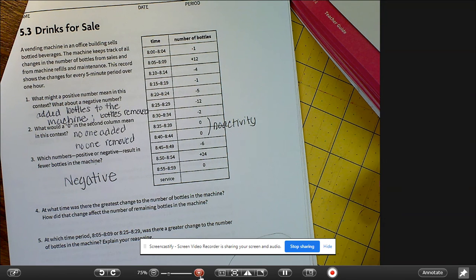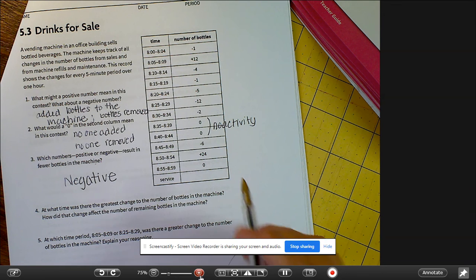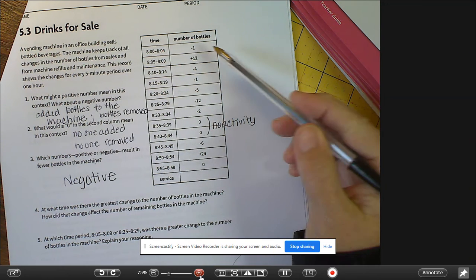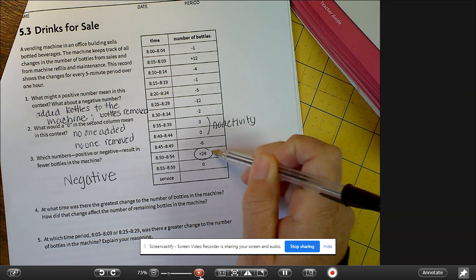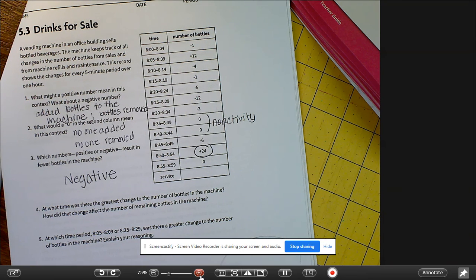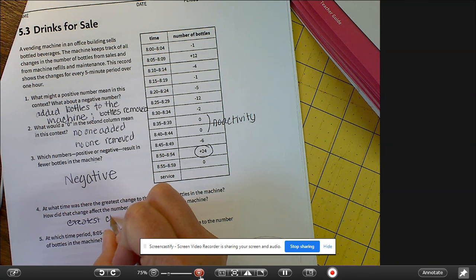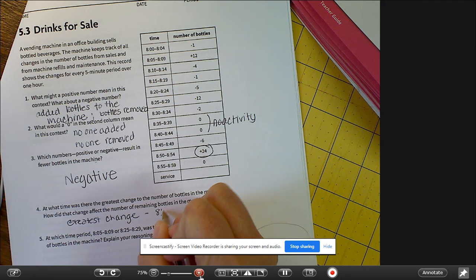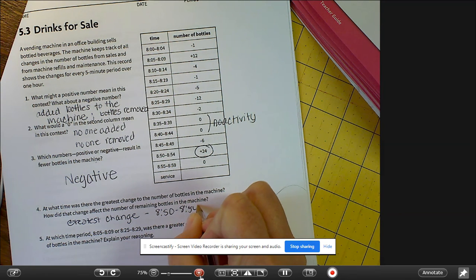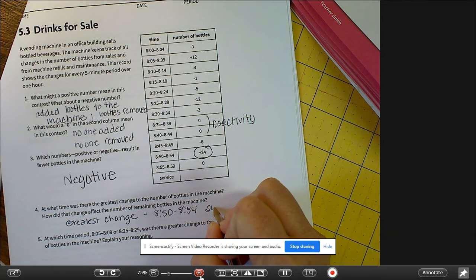At what time was there the greatest change to the numbers of bottles in the machine? How did that change affect the number of remaining bottles in the machine? So if you look here, the greatest change, positive or negative, would be here. So we could say the greatest change was 8:50 to 8:54, and 24 bottles added.